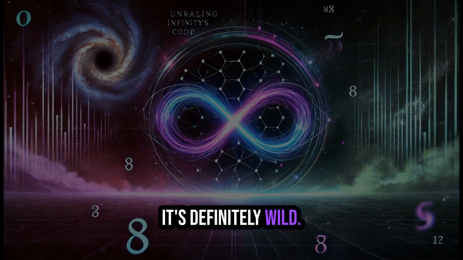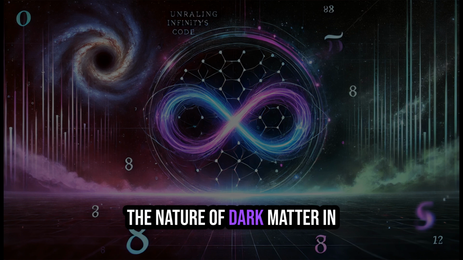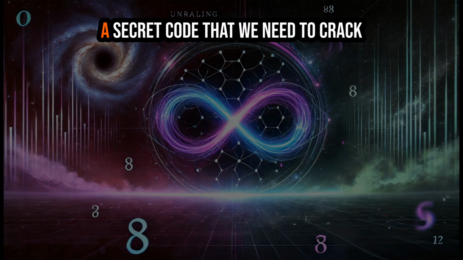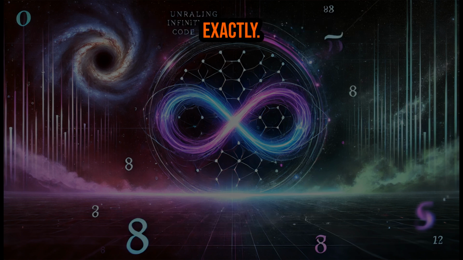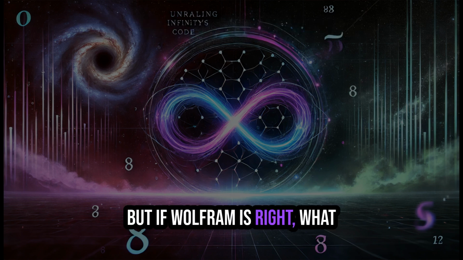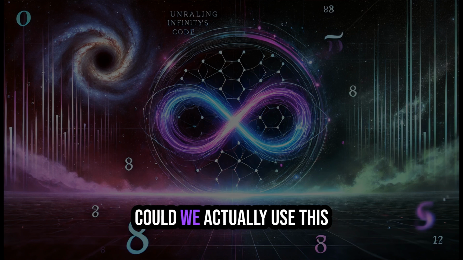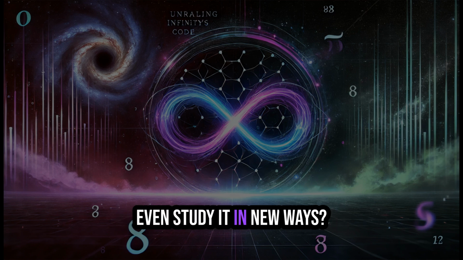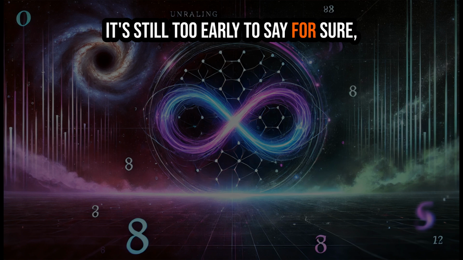It's definitely wild. But it's also incredibly exciting. We're looking for clues about the nature of dark matter in the patterns of prime numbers. Yeah, it's like those patterns are a secret code that we need to crack in order to understand the universe. Like a cosmic treasure hunt. Exactly. Okay, but if Wolfram is right, what are the implications for our understanding of dark matter? Could we actually use this information to detect it or even study it in new ways? That's a good question, and I think it's still too early to say for sure.